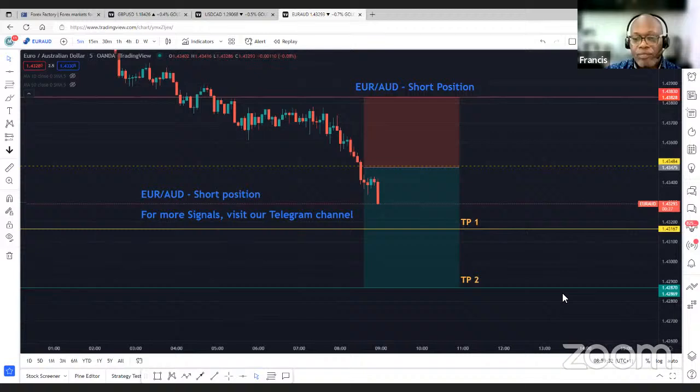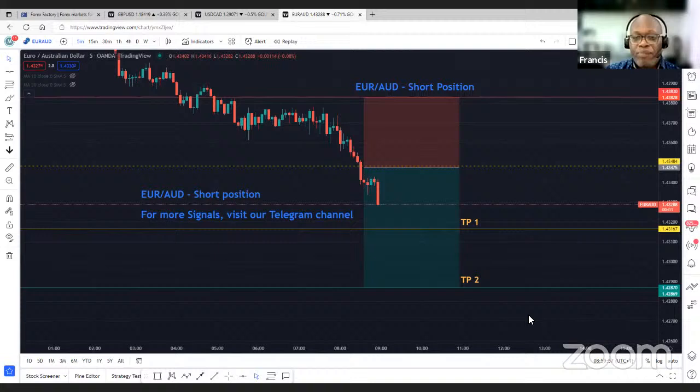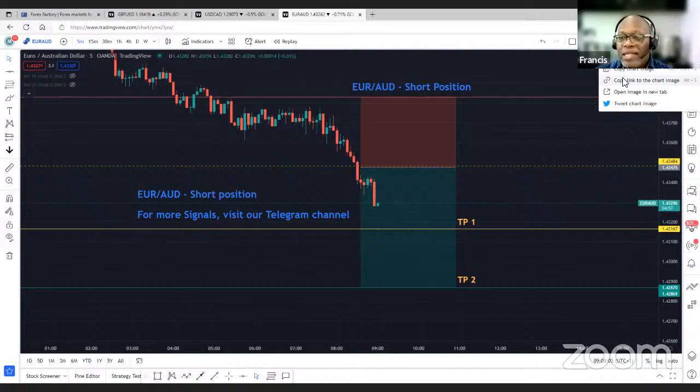Now with this one, it's going down for us. It's pushing down beautifully. We're currently 16 pips in profit or so. When it gets to 20 pips, I would say to move your stop loss to break even. Well, actually, let me just copy this and post it in my Telegram group. I'm sure my Telegram guys are here.